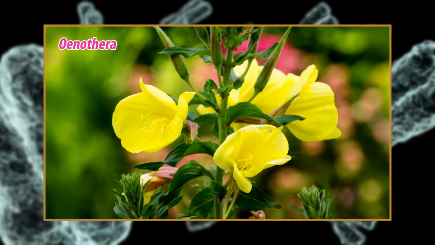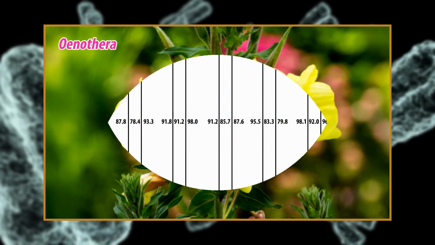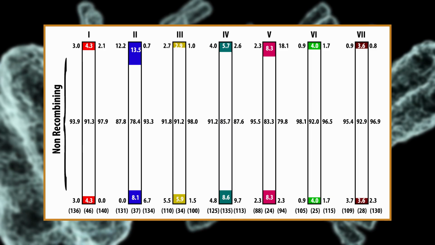Examples in plants include Oenothera, where all 7 chromosomes are involved in reciprocal translocation. They form a ring-like structure during meiosis. And this translocation plays a huge role in evolution and speciation.